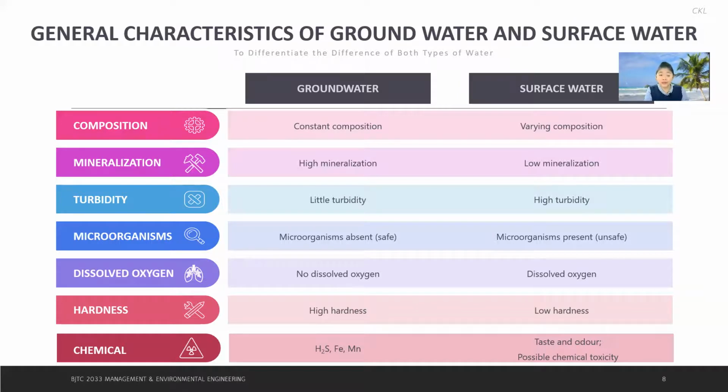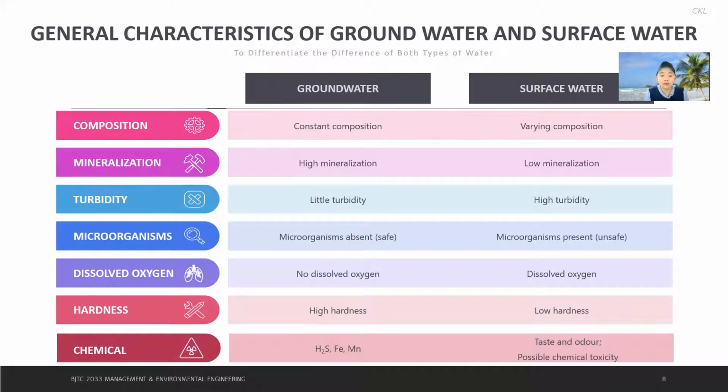And then in terms of microorganisms, for groundwater there are no microorganisms, it is very safe to use. But for surface water, yes, it will definitely have microorganisms. If not, those prawns and fish could not survive, what would they eat? Okay. So groundwater has no dissolved oxygen, but surface water has dissolved oxygen. Groundwater has very high hardness, that's why we call it hard water. And surface water has low hardness, that's why we call it soft water.